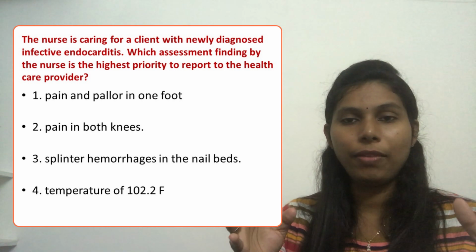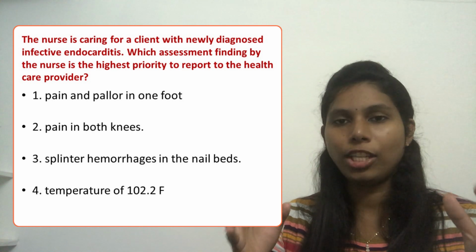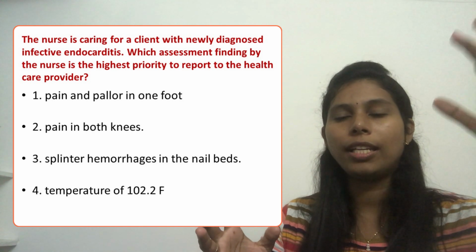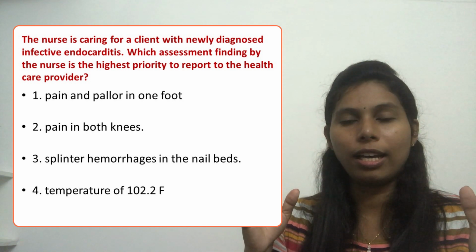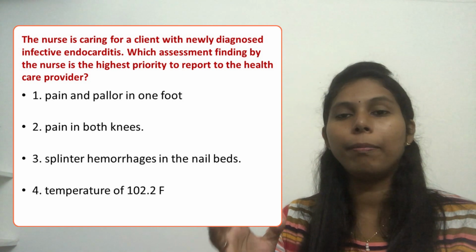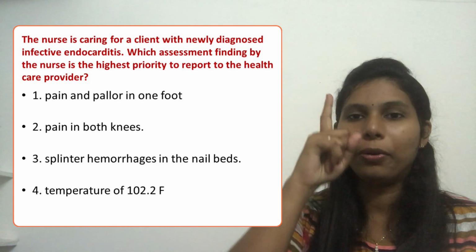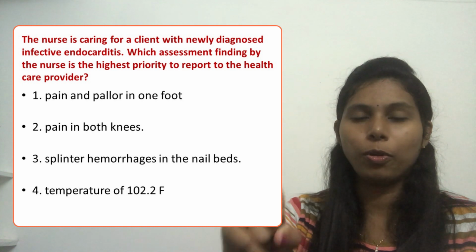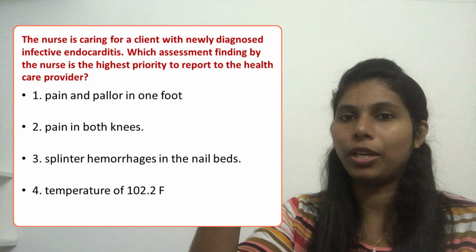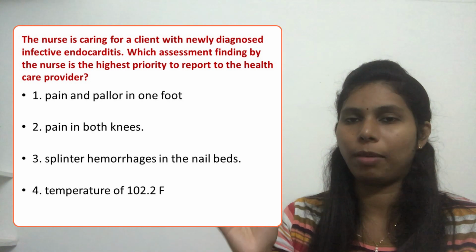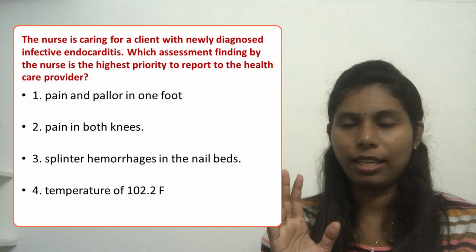I said in the previous videos that whenever a question asks highest priority, the options given may all be correct statements. But compared with each other, one will be the very serious problem or very serious complication. That is the one that will take the priority and should be informed to the healthcare provider, or requires an immediate intervention. Is that clear?